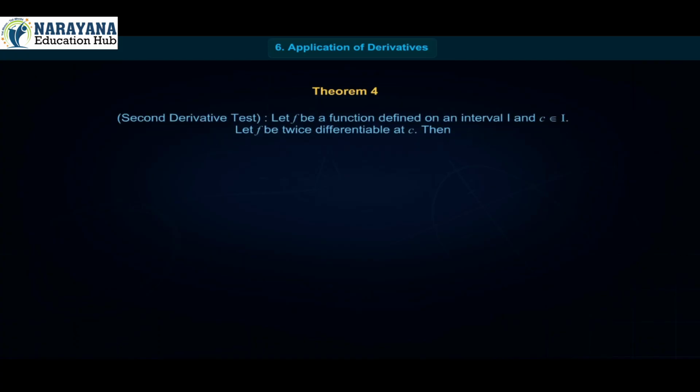Theorem 4. Second derivative test. Let f be a function defined on an interval I and c belongs to I. Let f be twice differentiable at c. Then number 1, x is equal to c is a point of local maximum if f'(c) is equal to 0 and f''(c) is less than 0. The value f(c) is the local maximum value of f.